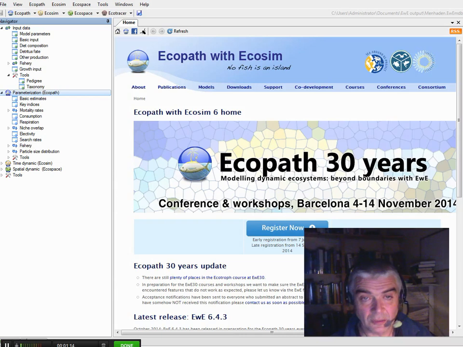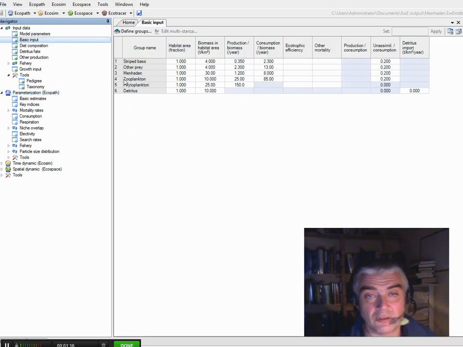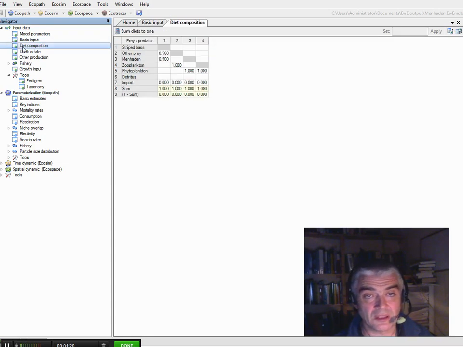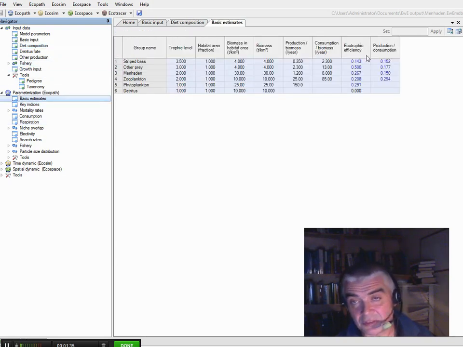Okay, so I've got to Ecopath. I've set this model up already with the basic input here, which are all the values that we were given, and the diet composition set up. So number one is striped bass. They feed 50-50 on other prey and menhaden, and everything else mimics the table. Not bothered with pedigree. If I do a basic estimates, everything's blue, so everything's okay. You can see these are quite low ecotrophic efficiency levels. Highest there is for other prey.